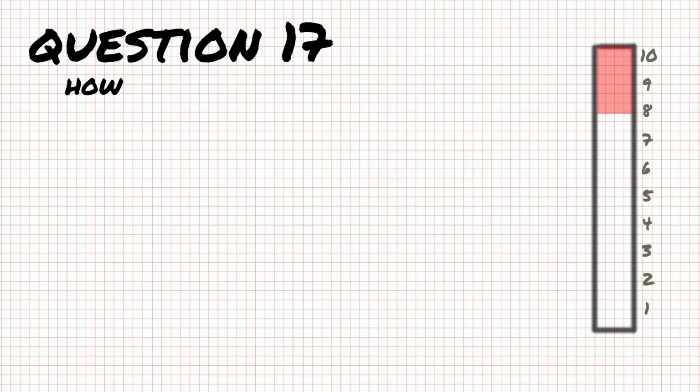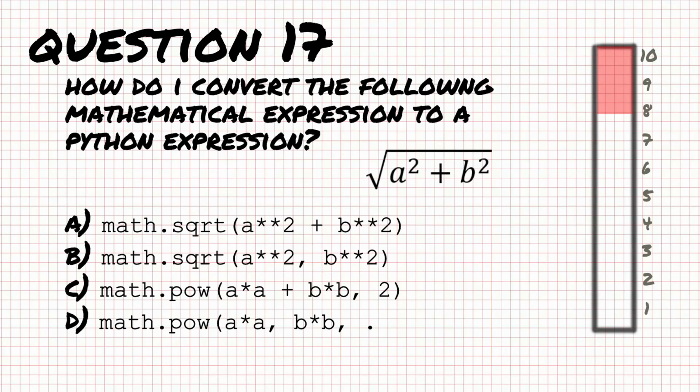Question 17. How do I convert the following mathematical expression to a Python expression? Radical and under the radical, a squared plus b squared. Assume we have imported the math library with import math. Is it A, math.sqrt(a**2 + b**2)? B, math.sqrt(a**2, b**2)?